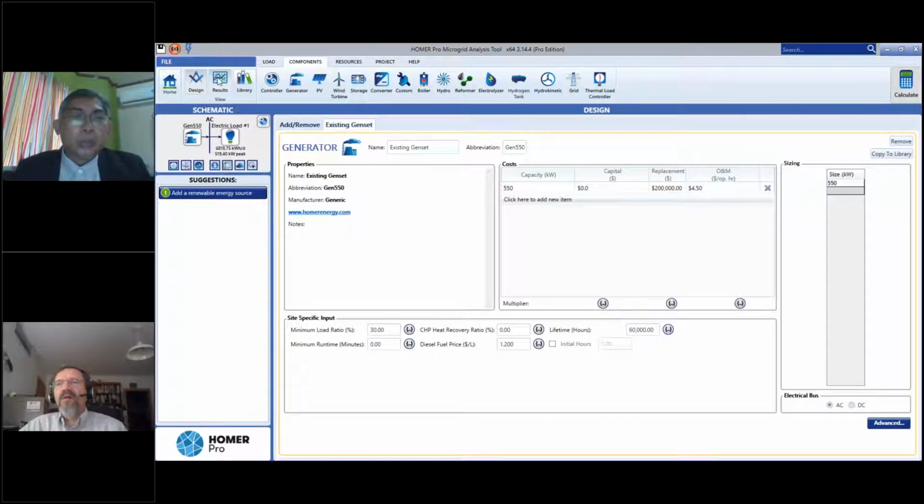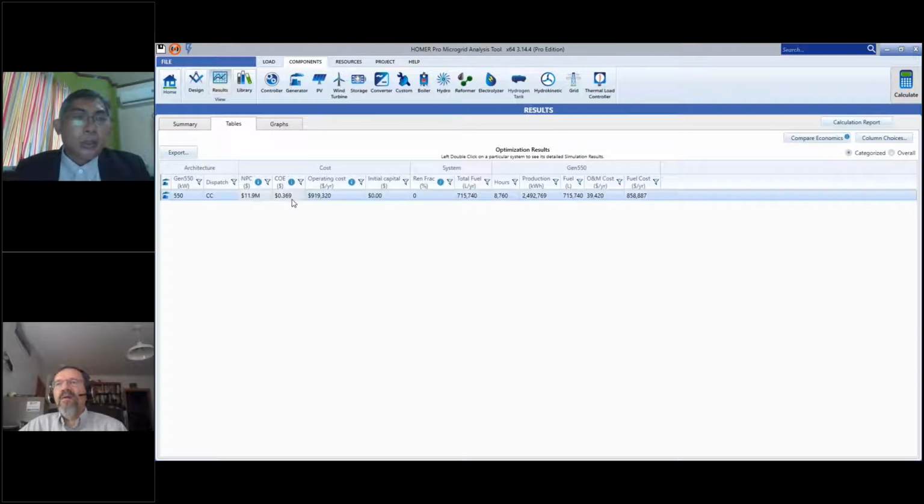So going back to our results, this will be our new baseline based on the existing data, and with the additional inputs that we provided, we can see now that the actual cost of energy is 36.9 cents per kilowatt hour. So this will be our new baseline.